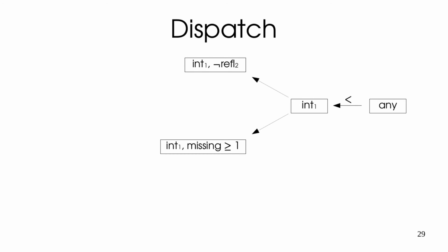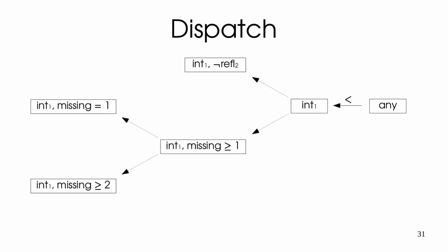So the caller, let's say this function takes 3 arguments and the caller is going to pass at most 2. Then we have another context and another function version, and here the assumption is that exactly 1 argument is missing, or another one which is that more than 2 are missing.